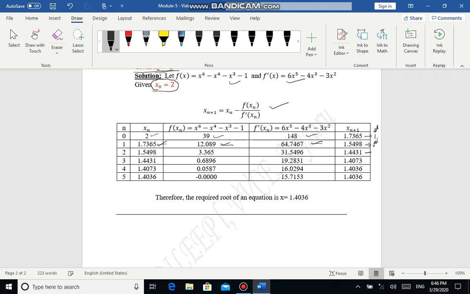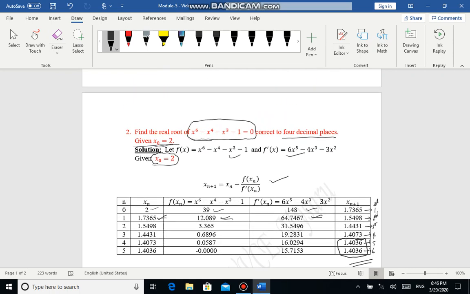Observe in this problem, the third iteration, fourth iteration, fifth and sixth. The fifth and sixth iterative values of x are equal here. So therefore, stop the procedure at the sixth iteration. The final answer for the problem is x is equal to 1.4036 for the given decimal places.